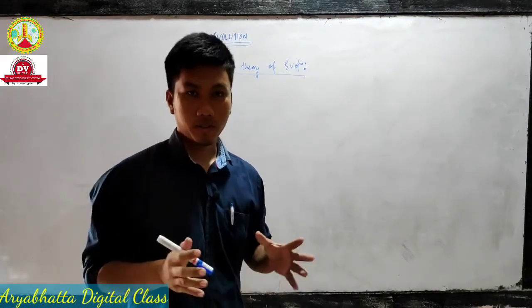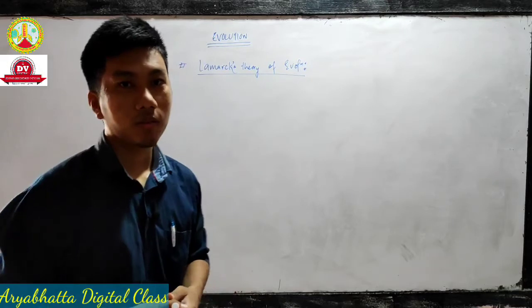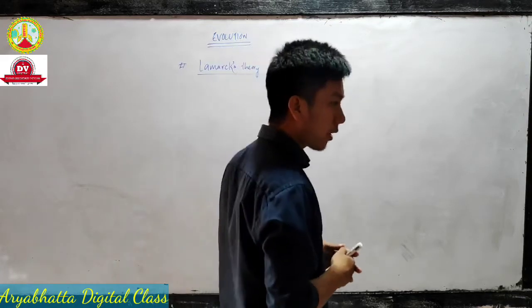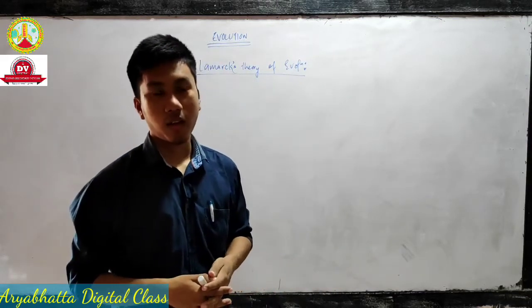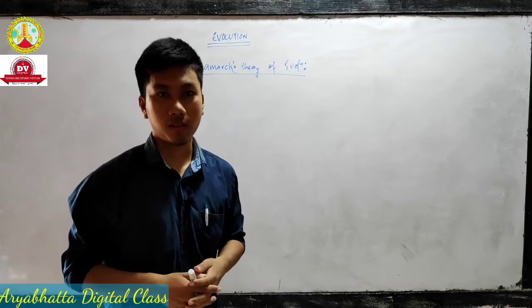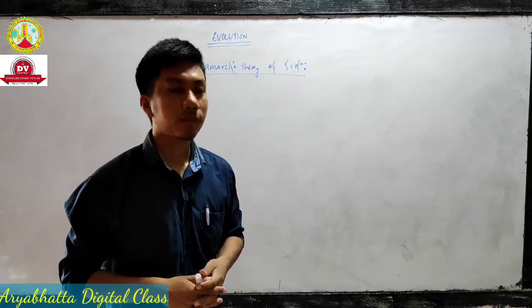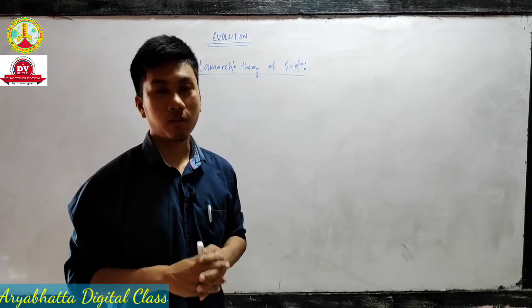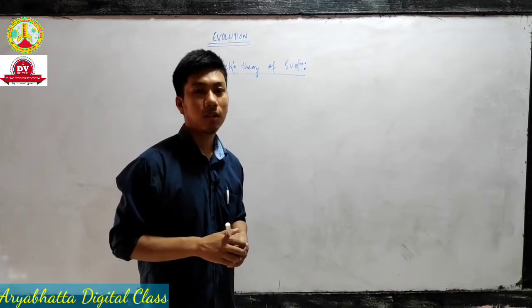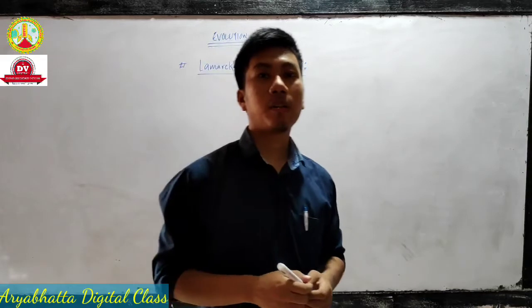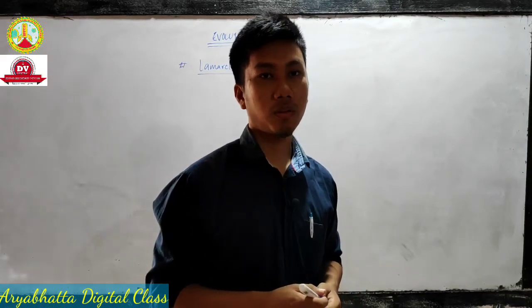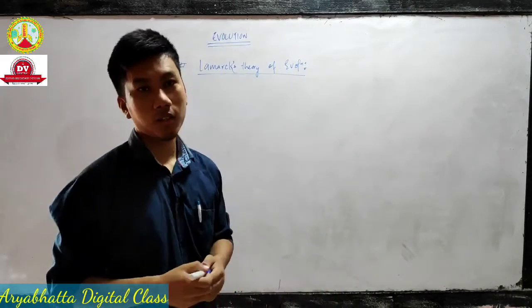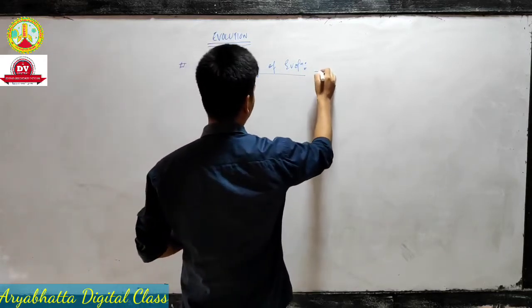Okay? Lamarck is a scientist who gave the theory of evolution on the basis of some postulates, and we need to know those postulates. Before that, first we need to know that Lamarck's theory of evolution is known as the theory of inheritance of acquired character. Okay?